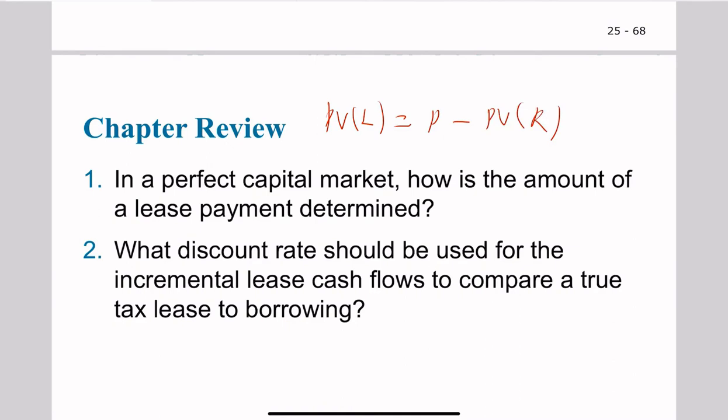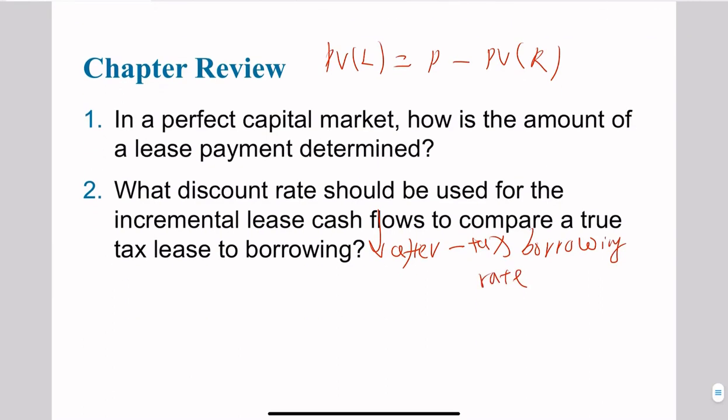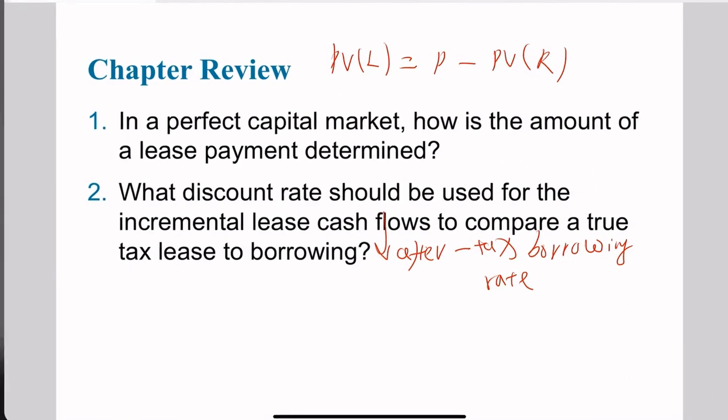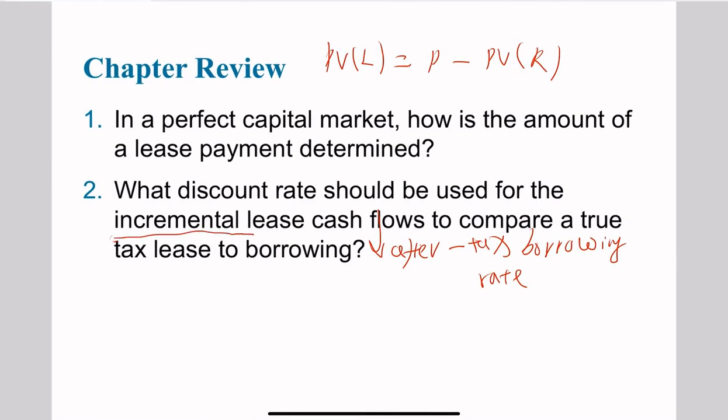What discount rate should be used for incremental lease cash flows to compare a two-tax lease to borrowing? The discount rate you would use would be the after-tax debt cost of capital, or the after-tax borrowing rate. You want to use the after-tax borrowing rate because when you're dealing with these incremental cash flows, these cash flows are after-tax cash flows. So when discounting these cash flows, you will want to use the after-tax rate.